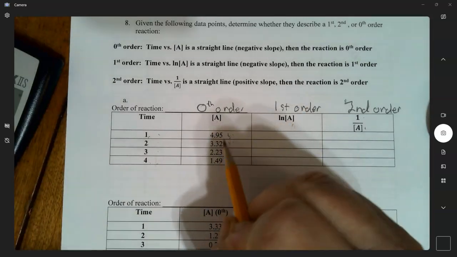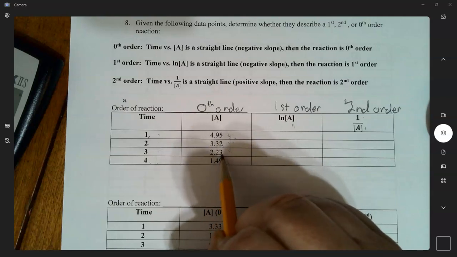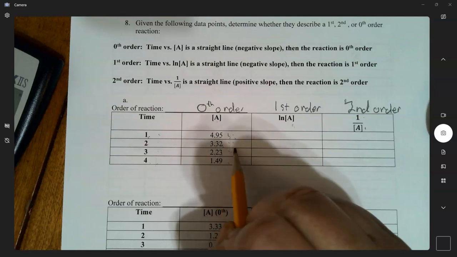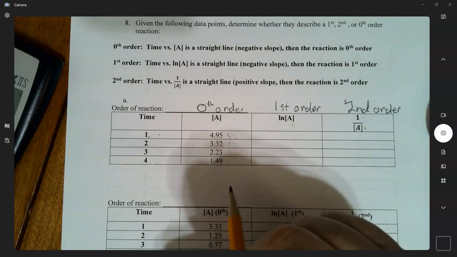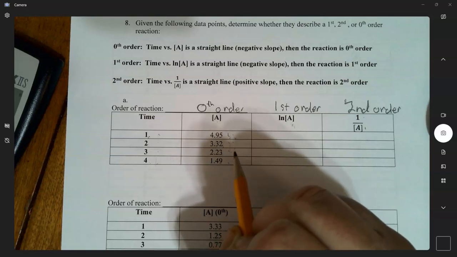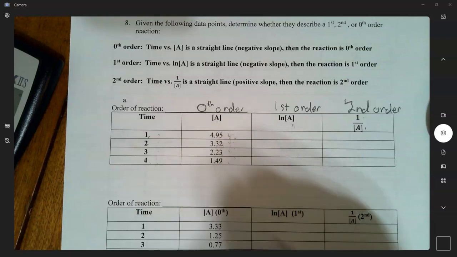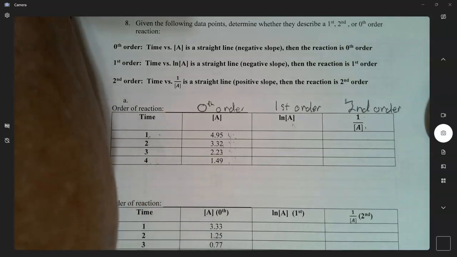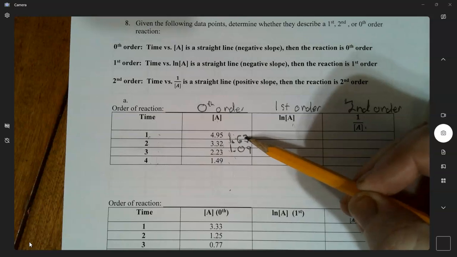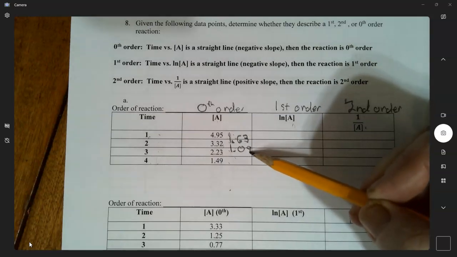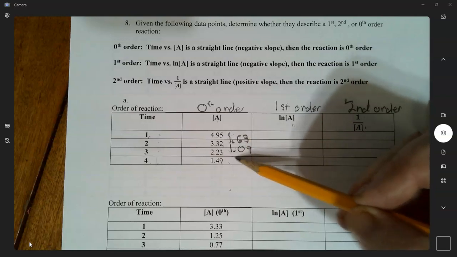So what I'm going to do is say 4.95 minus 3.32, put that number right here. 3.32 minus 2.23, put that number right here. 2.23 minus 1.49, put that number right here. And if those numbers are all even, or pretty much the same number, it means these intervals are even, and it means it's zeroth order. So let's go ahead and do that. Okay, I did that for the first two, and I got a difference of 1.63, and here I got a difference of 1.09, so I can see that's not going to form a straight line. I don't even need to do the third one.